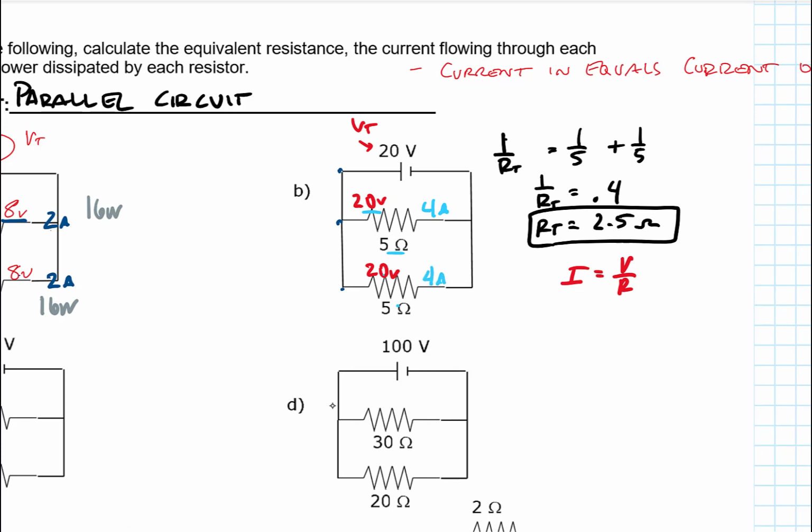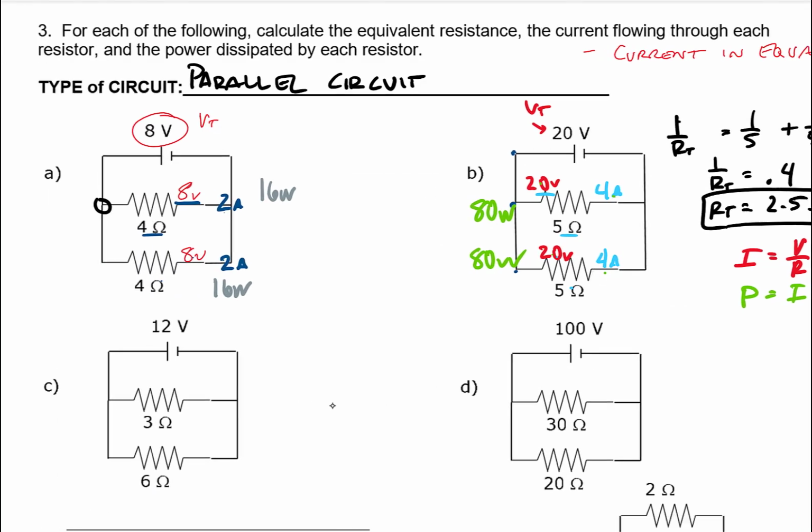And then if I want the power, it's current times voltage. So 4 amps times 20 volts. That's 80 watts. 80 watts dropped across each one in this case.